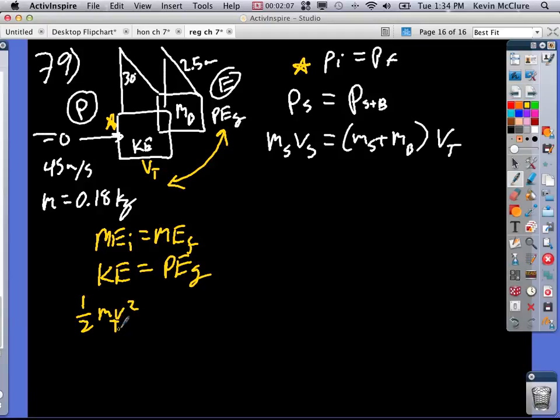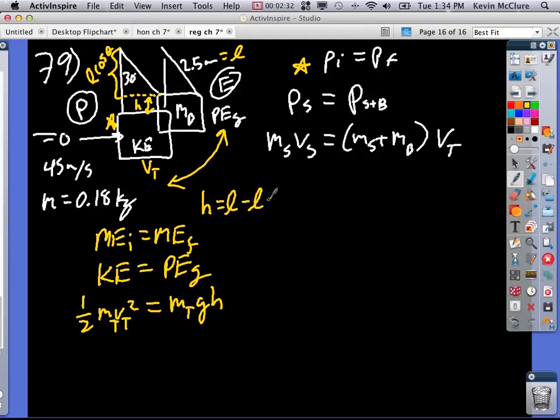So we'll say KE equals PEg, so 1/2 m v squared, and this is m total now, and this is v total, is equal to m total g h. Now we had a problem like this before. This right here is h. So that's L. This is L cos theta. So hopefully you can see that h is equal to L minus L cos theta, or L times 1 minus cos theta. Okay, so that's our h. So then we can put that here: m g L times 1 minus cos theta.